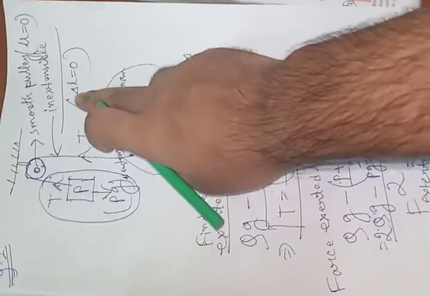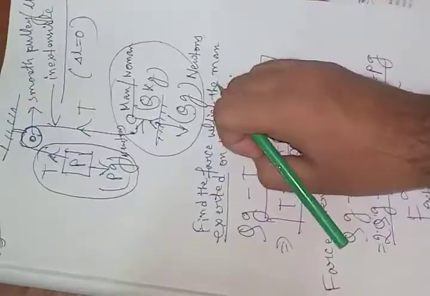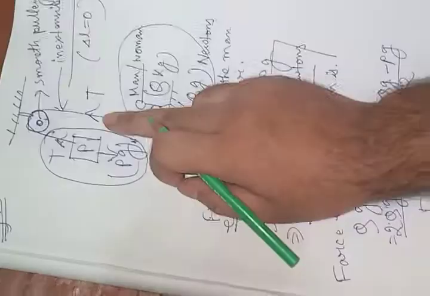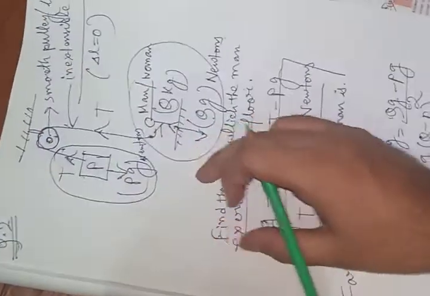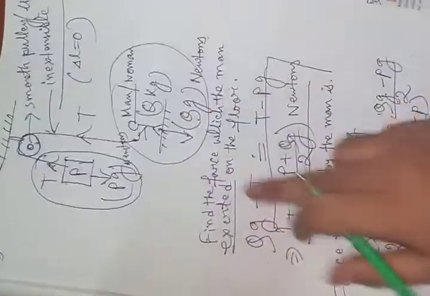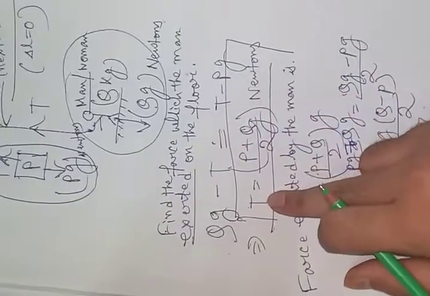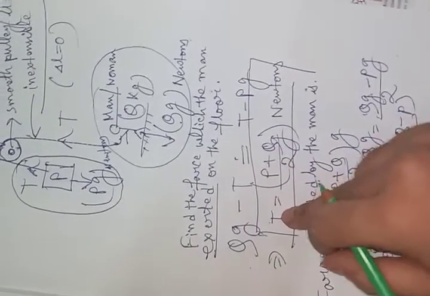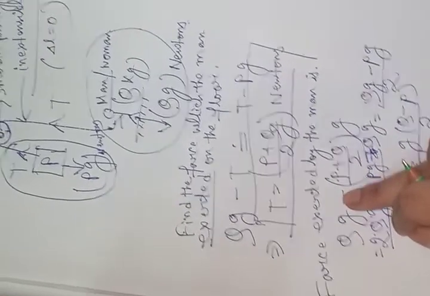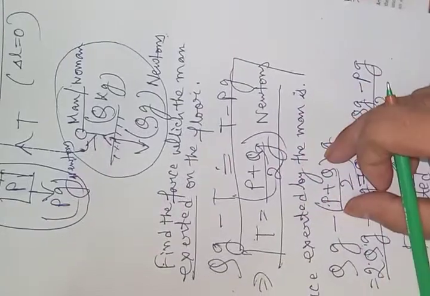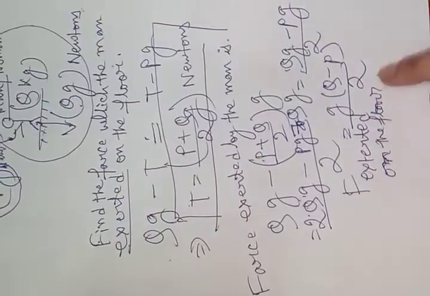The man is pulling it downwards, so it's going upwards, but at the same time it is preventing its motion, preventing it from falling down on the floor. So that's why I equate the net forces to get the value of T. And if we put the value of this into the equation for the man, that is QG minus T, so if you put the value of tension, you will get the force exerted by the man on the floor.